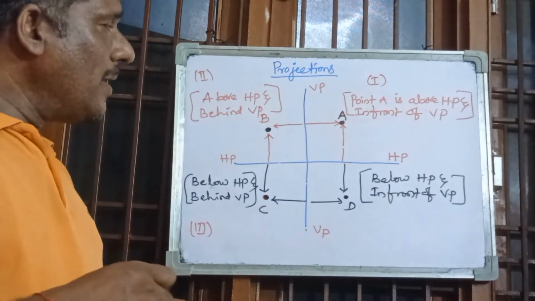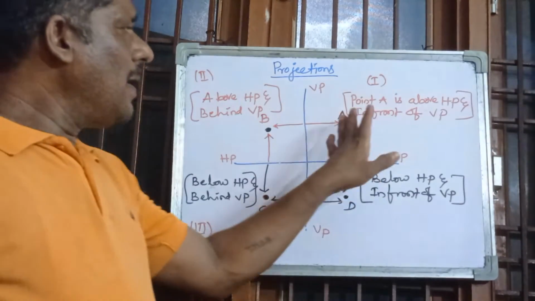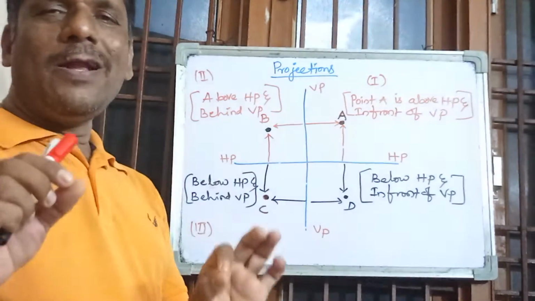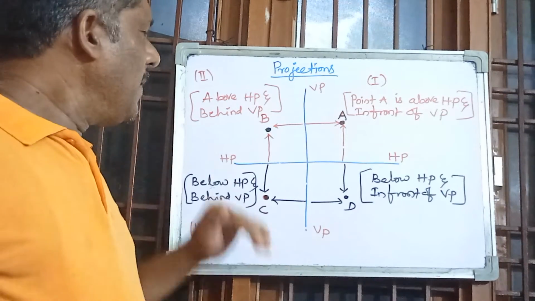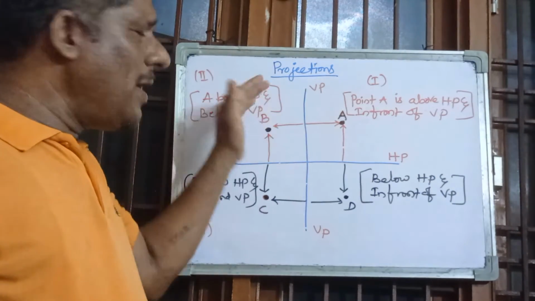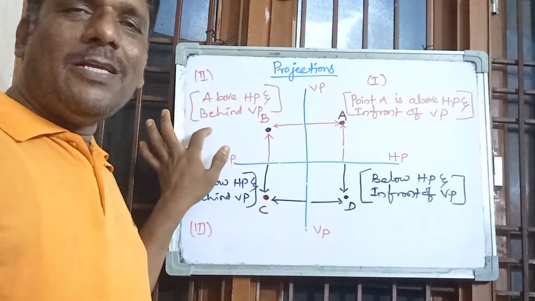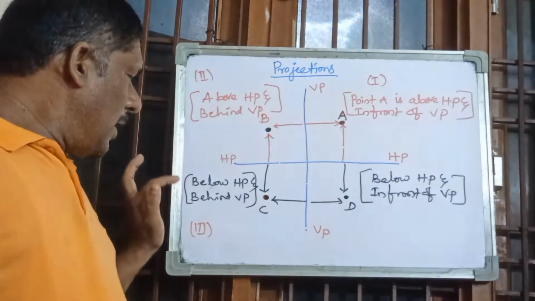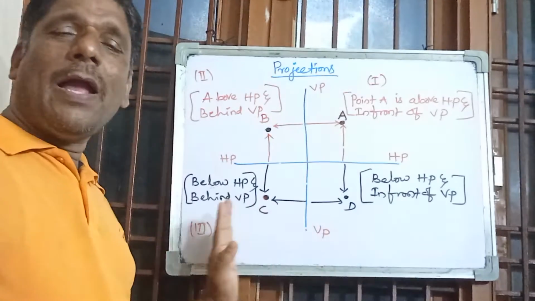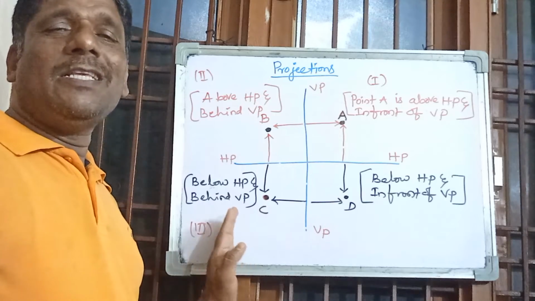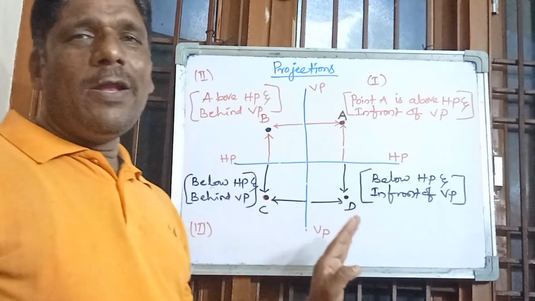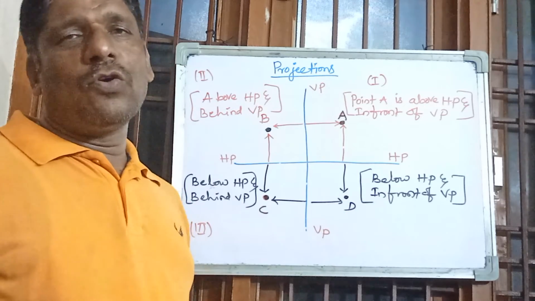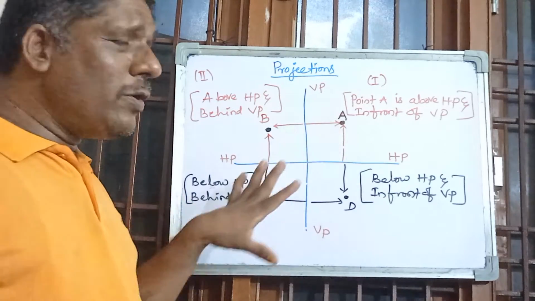So now directly you can say that a point A is above HP and in front of VP. The point A is in the first quadrant. The point B is above HP and behind VP. The point B is in the second quadrant. The point C is below HP and behind VP. The point C is in the third quadrant. The point D is below HP and in front of VP. The point D is in the fourth quadrant. Okay? So up to now it is good.